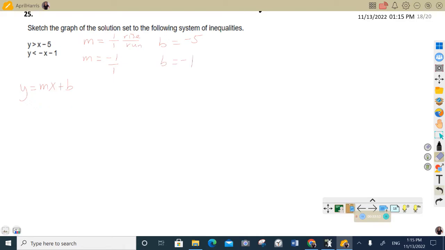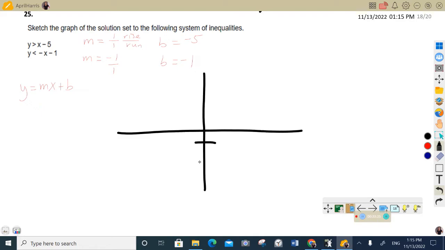I did not copy this graph. One moment. Oh, well, I'm just going to do a rough sketch here. So we have two inequalities. 1, 2, 3, 1, 2.